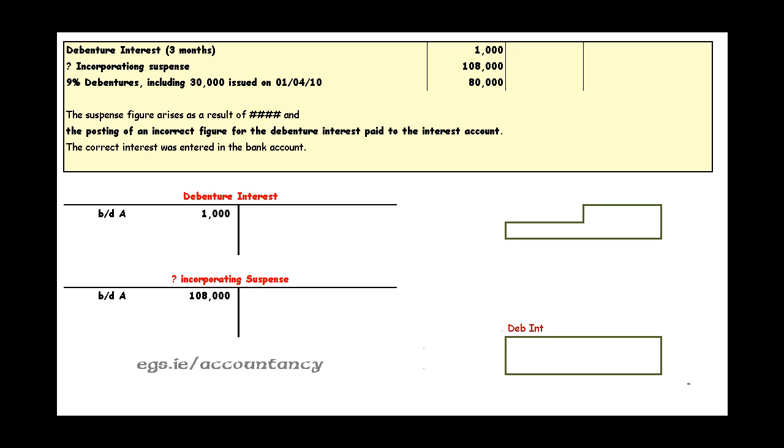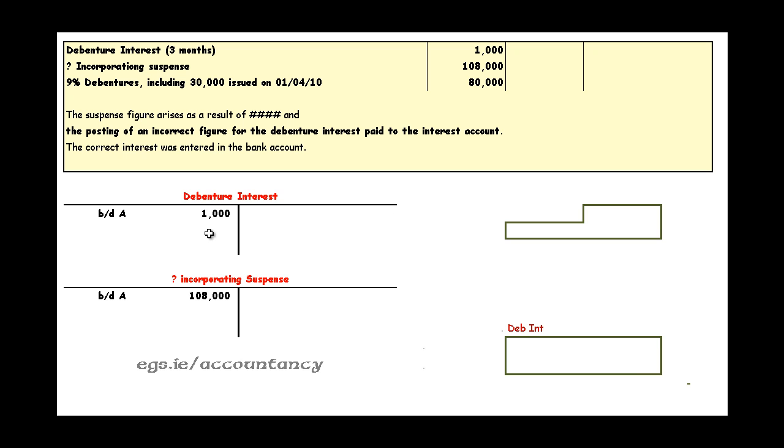In the suspense arising as a result of the posting of an incorrect figure for debenture interest adjustment, an error has occurred because the figure given in the debenture interest account is wrong. It is either too small, which means we must increase it with an entry on the same side, or too large, in which case we must reduce it by placing a new entry on the opposite side. Either way, we double entry from here to the suspense account and close off.